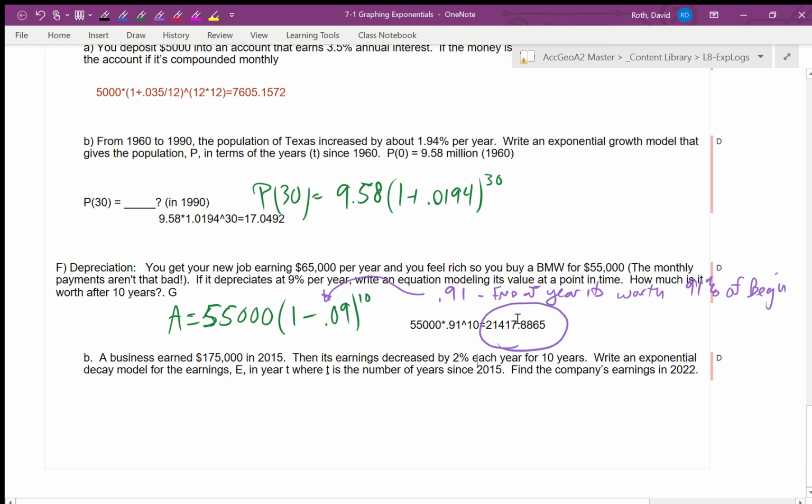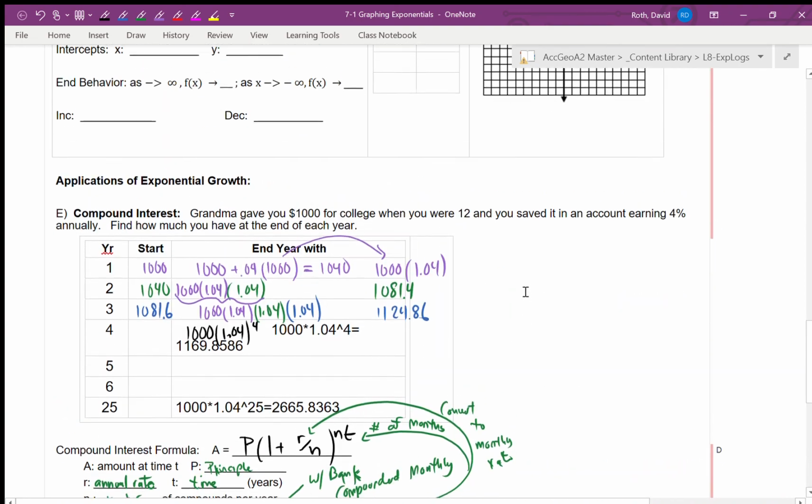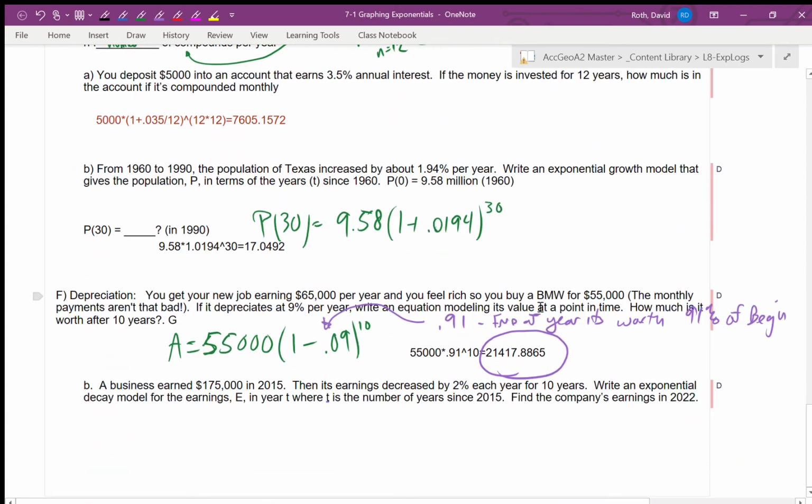Okay, hopefully this is good enough on exponentials and exponential growth as a reminder of things.